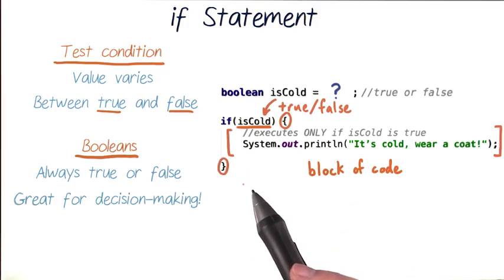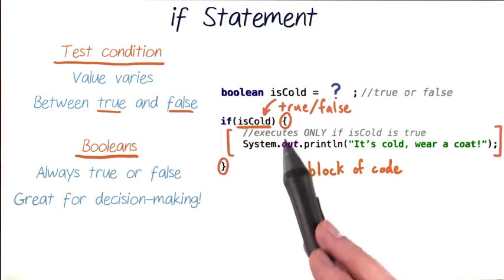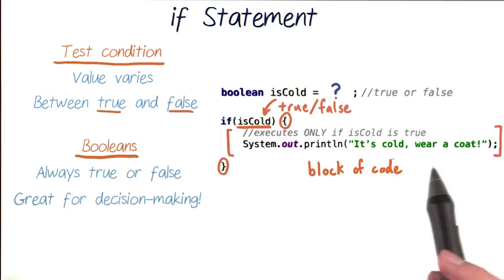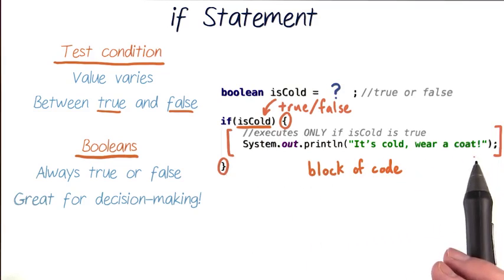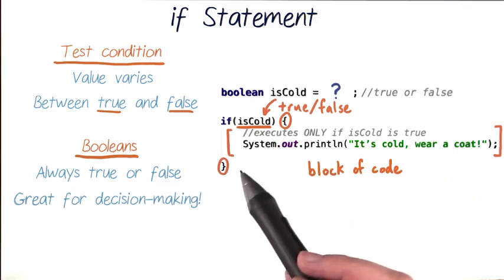Notice that the if statement does not end with a semicolon like other lines of code do. It begins and ends with curly braces instead. And that's because a semicolon tells our code that this is the end of a statement. But an if statement is more like a container that holds lines of code inside these braces.